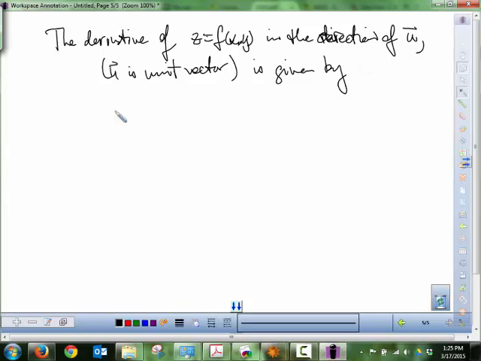Now there's a notation for this. Capital D stands for the derivative of f in the u direction. The derivative of f in the u direction is given by the partial of f with respect to x, partial of f with respect to y, dotted with u. All right?